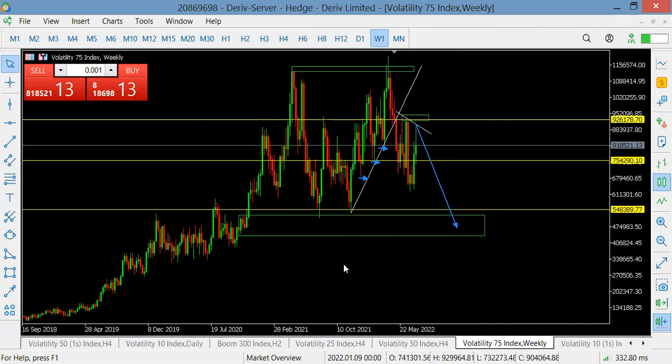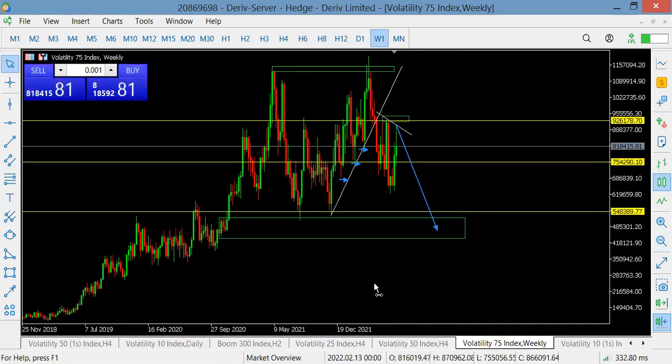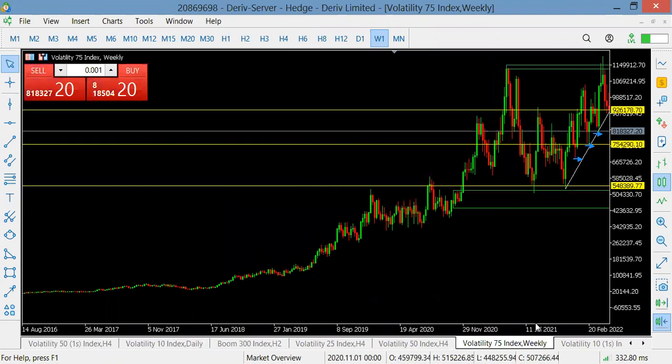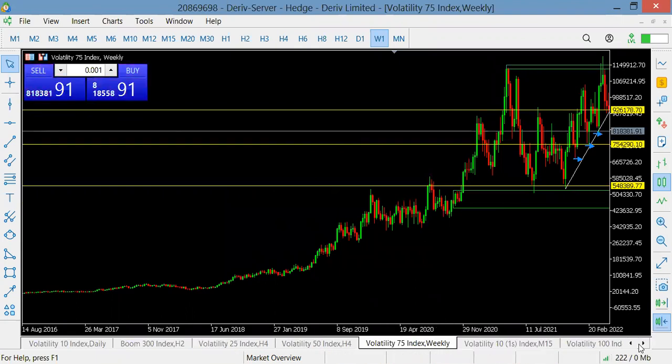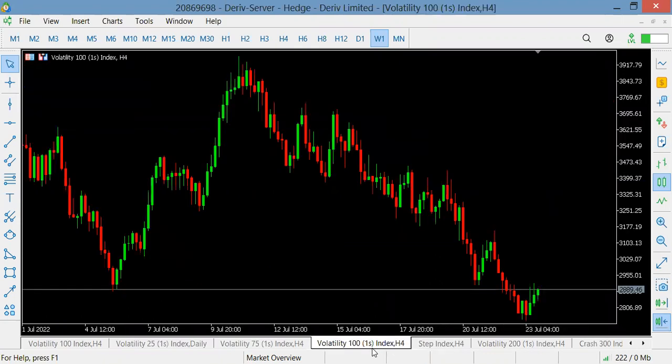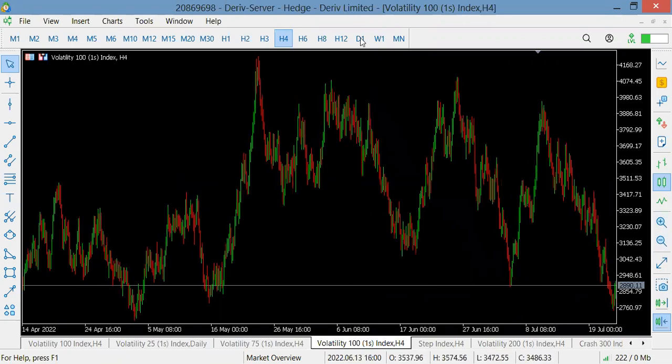So I have a couple of minutes left on this recording, and I'll be ending the recording after 2 more analyses. Let's quickly analyze 2 more commodities, and we call it a day. Let's look at VIX 100, VIX 101S, and then look at step index, and then we call it a day. Presently, let's go down to the daily time frame.